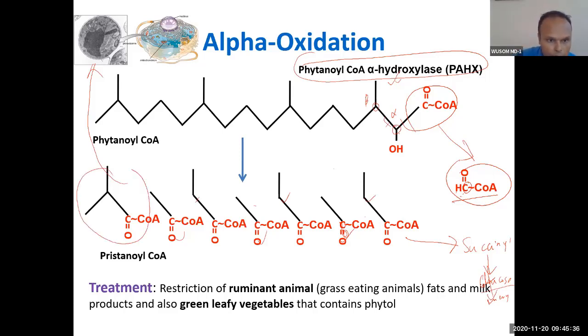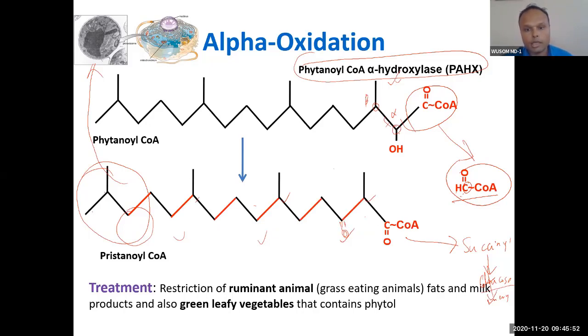Now last you can see 4 carbons, 1, 2, 3, 4, with only one carboxylic acid. So this is called isobutyryl coenzyme A. And this was pristanyl coenzyme A. So this phytanoyl converts into pristanyl.